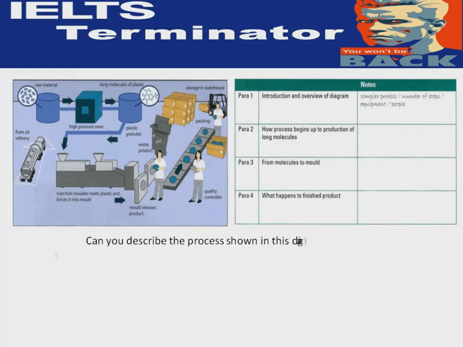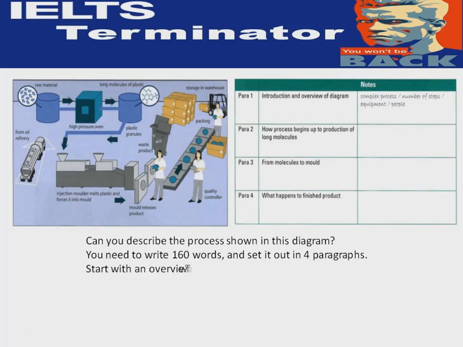Now that you've got a good idea, can you describe this process in the diagram? You need to write about 160 words and set it out in 4 paragraphs. Start with an overview. This diagram shows. This time when you write this, use a clock. Try to get it done in 20 minutes. Remember, plan. Plan. Fail to plan is a plan to fail.